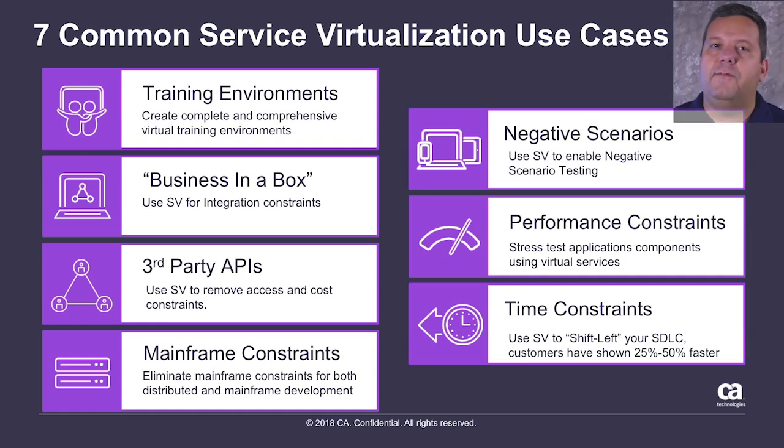The time constraint. If you hit that project wall that must be overcome, your deadline is not going to move, but you have to be able to test, yet you're slipping on the testing time frame you have, well, use service virtualization. Because you remove yourself from other constraints, other dependencies, you're really able to use service virtualization as a way to shift left your software development lifecycle, where customers have actually shown 25 to 50% faster delivery to market by using service virtualization wherever they need constraints. So you're able to develop in parallel, you're able to develop faster and better software consequently.